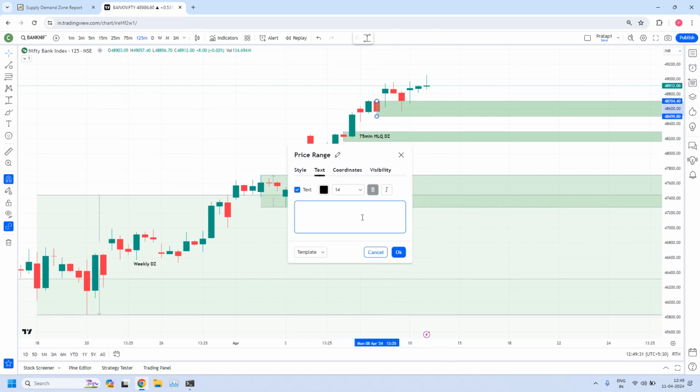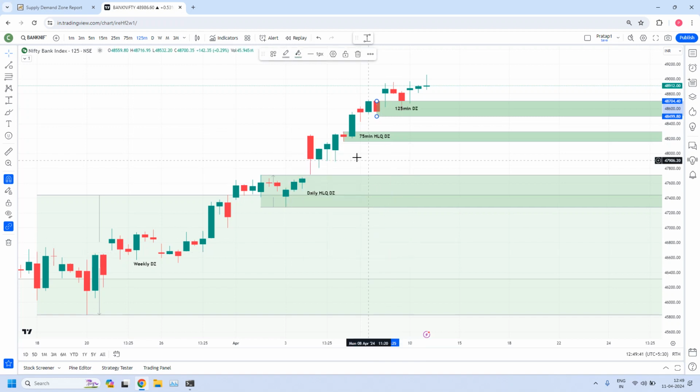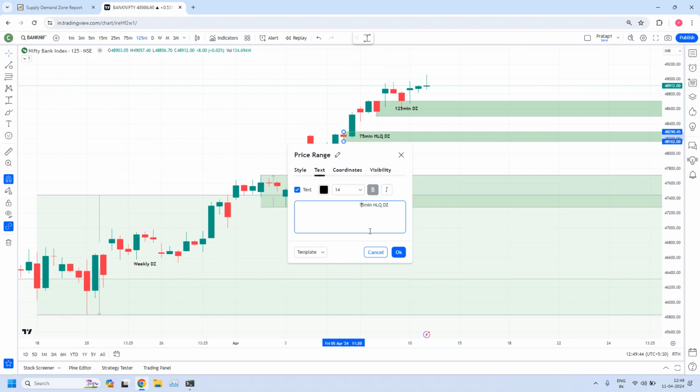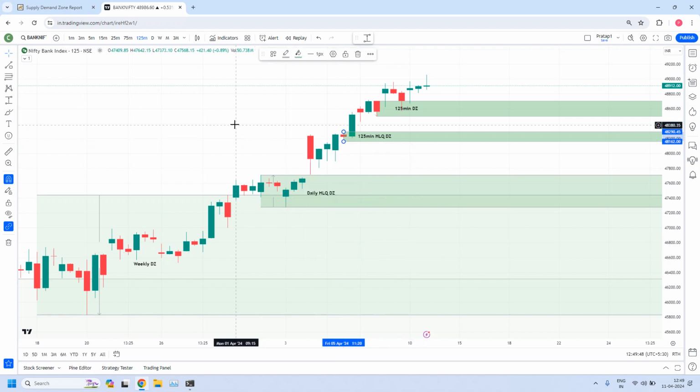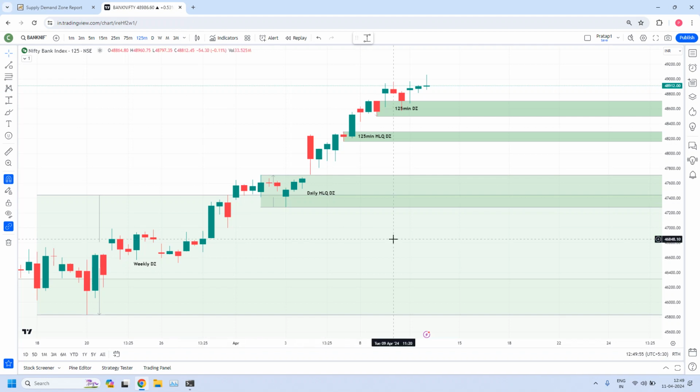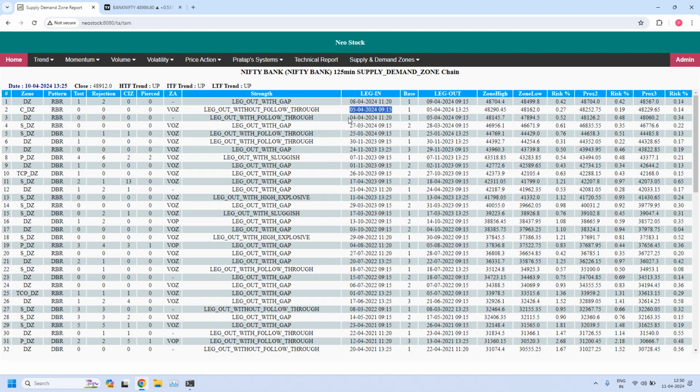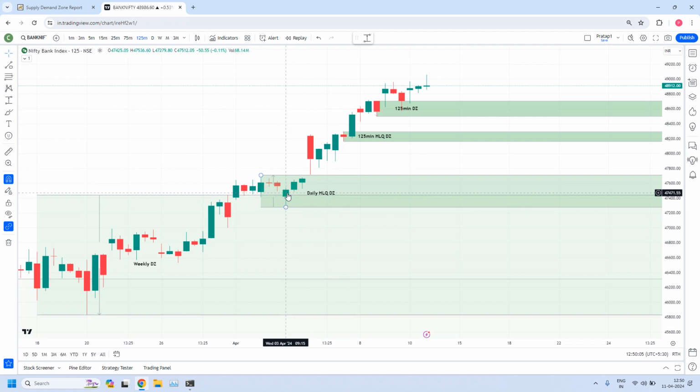Where is the text for this zone? I didn't enter. Sorry, this is 125, not 75. And this one is also 125. Okay. Here also we have 4/4/11/20. So this is also rally base rally. So many zones are coming. So for time being, let us limit here on 125 minutes time frame.